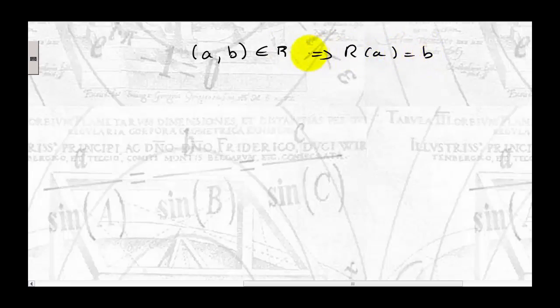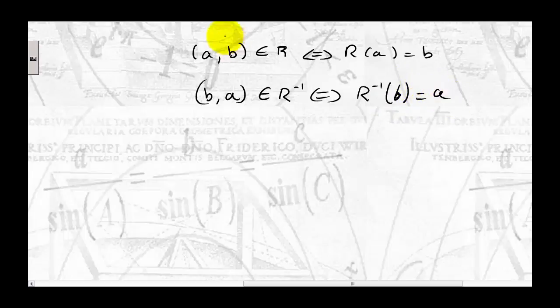So, in general, if (A, B) is a point in the relation called R, that means R of A equals B, right? If and only if. Then what do we have? Then we have (B, A), that's necessarily a point in the inverse relation, right? So we have again R inverse of B equals A.